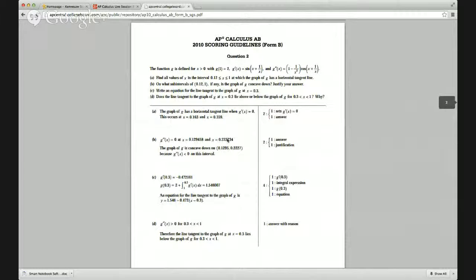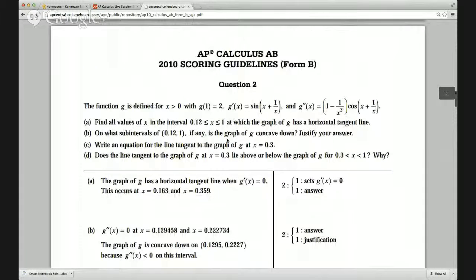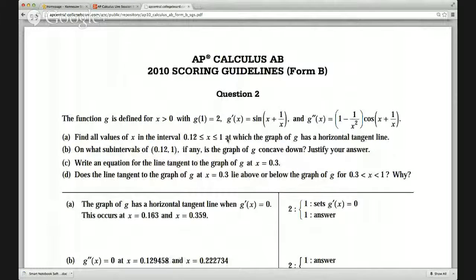Okay. Oh, gotta make it bigger. Learned that last night. The function g is defined for x greater than 0 with g of 1 equaling 2, g prime of x equaling sine x plus 1 over x, and g double prime of x equaling 1 minus 1 over x squared cosine x plus x. Find all values of x in the interval 0.12 to 1 at which the graph has a horizontal tangent line.